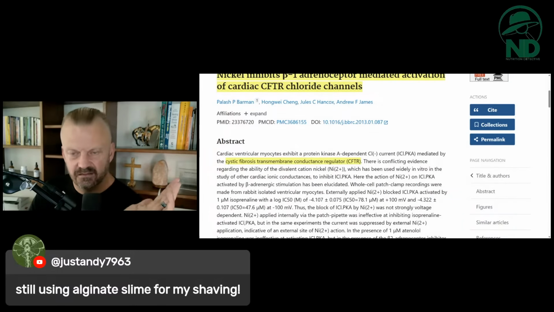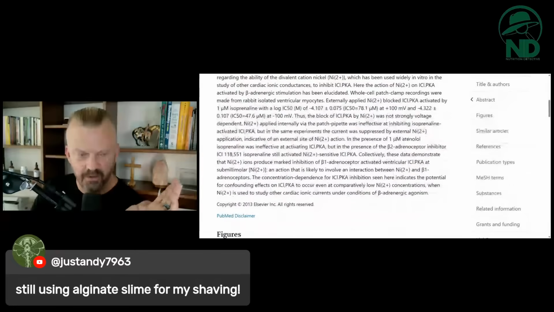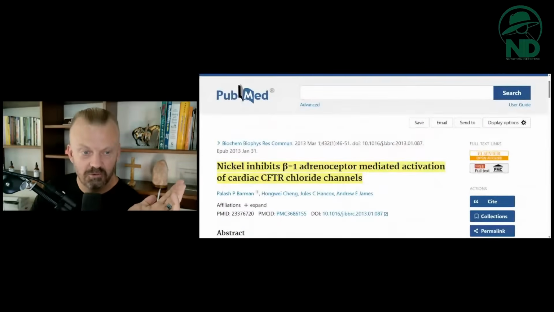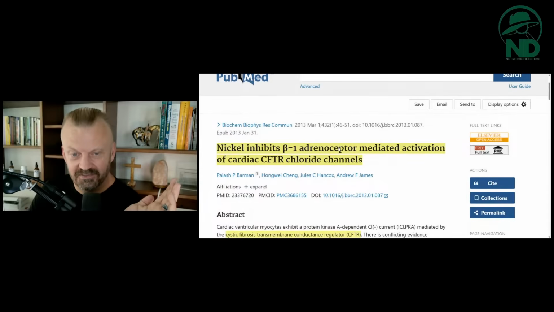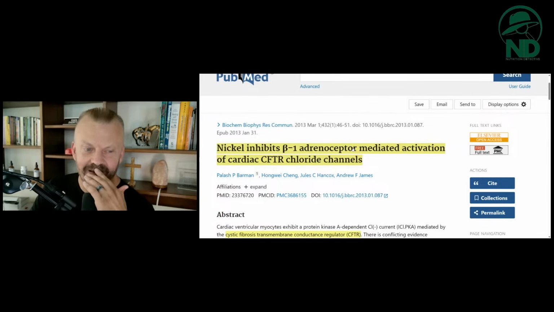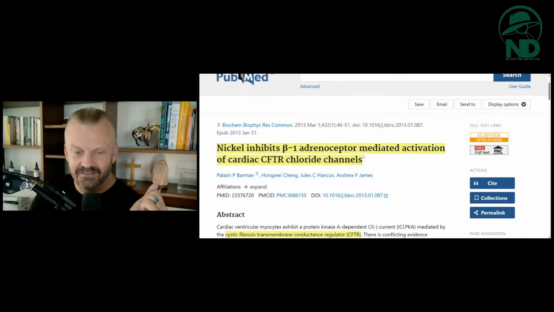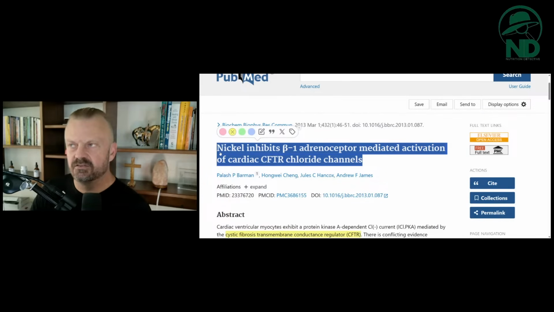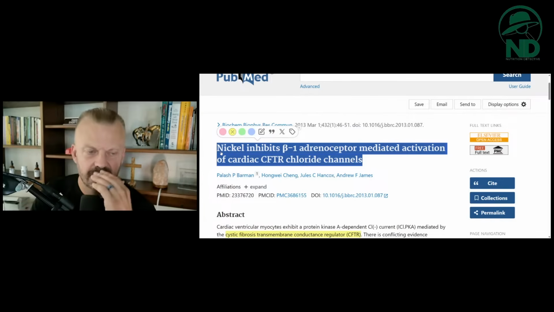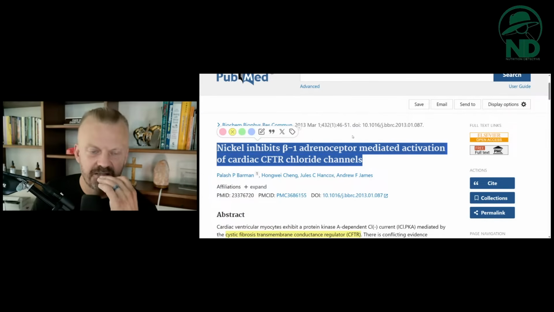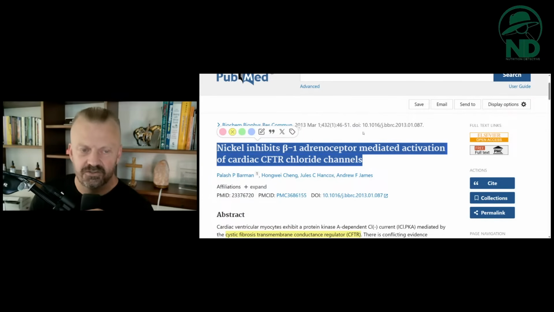So this is like a real mechanism paper. It doesn't really help us at all. All we know is that nickel inhibits adrenoreceptors. Okay. And it's going to mess with the heart. I'll have to find the other study. I found another study showing that nickel causes muscle weakness in the diaphragm. Gosh, do you know anybody these days with breathing issues? Like bad breathing patterns?